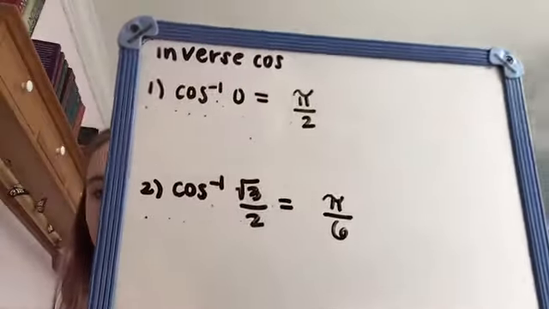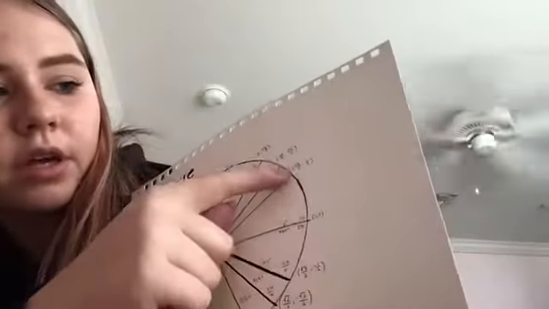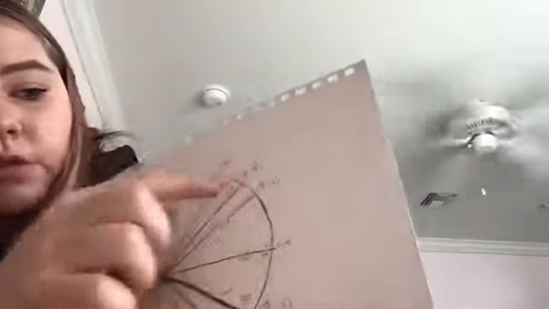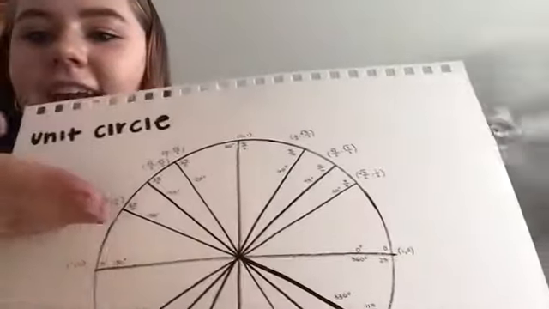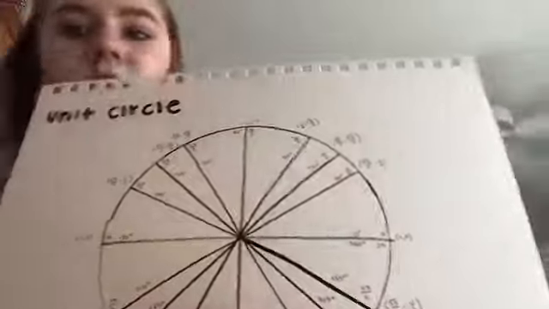And then we have inverse cosine root 3 over 2 is pi over 6, because again, if you take a look, we have root 3 over 2, which would be pi over 6, and again, it's on the top portion of the circle.